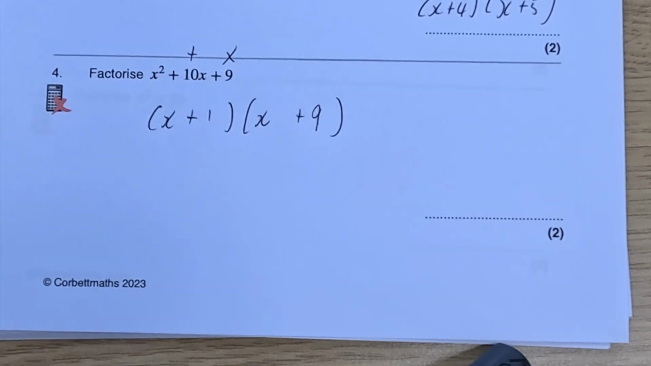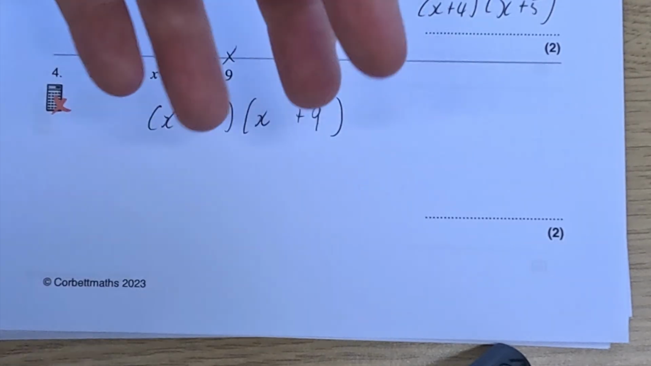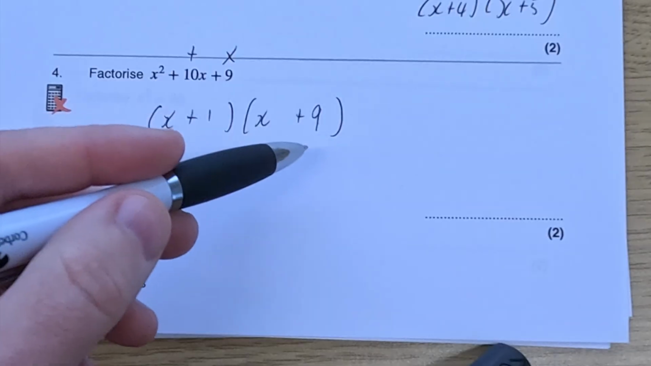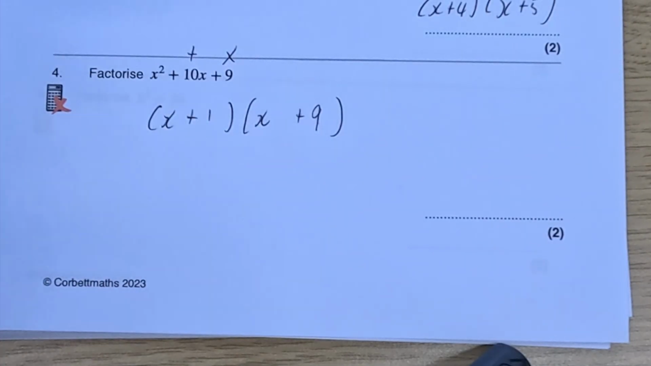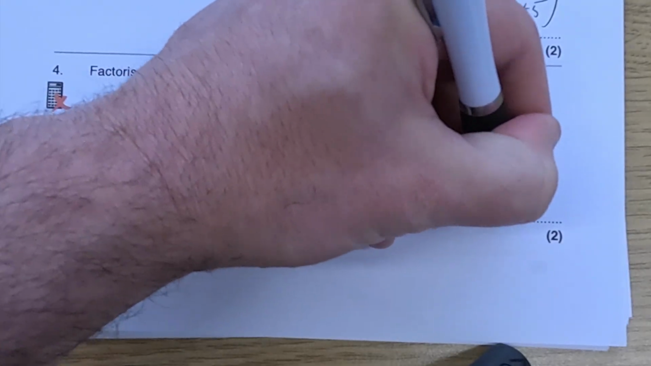You could do 2 times 7 or 7 times 2, you get 14 both ways. So here, if you have x plus 1 and x plus 9, you could write it the other way around if you wanted to, x plus 9 and x plus 1, but they're still right, okay? So you would get the marks no matter what. So x plus 1 and x plus 9.